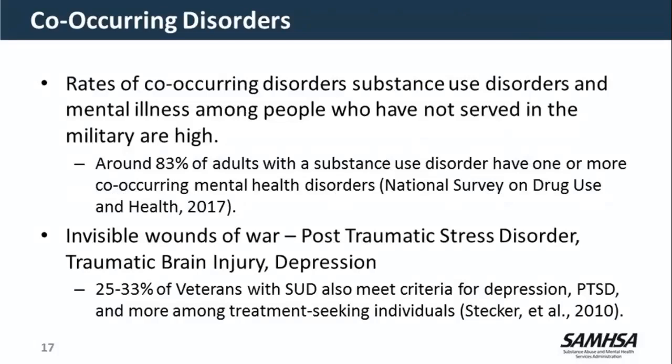Among people who have not served in the military, co-occurring disorders are high. About 83% of adults with substance use disorders have one or more co-occurring mental health disorders. And so we anticipate that's going to be the same or even higher among veterans due to their invisible wounds of war. However, it's harder to get the numbers around that. Right now, what we know is 25 to 33% of veterans with a substance use disorder also meet the criteria for mental health disorders, but that's just among those veterans who seek treatment.